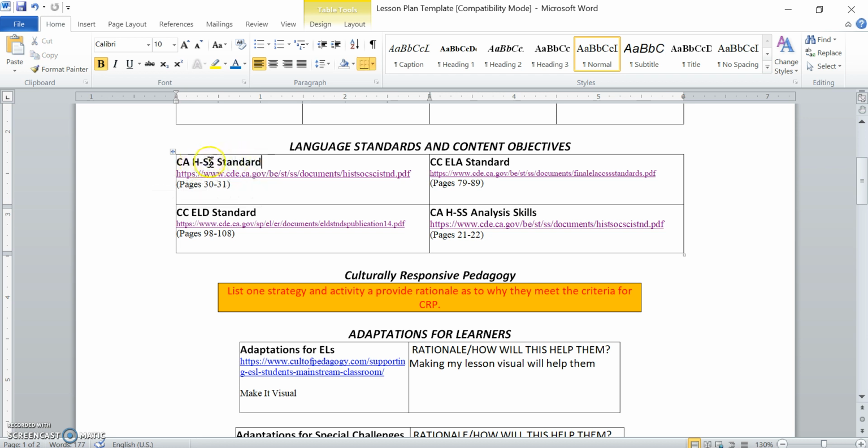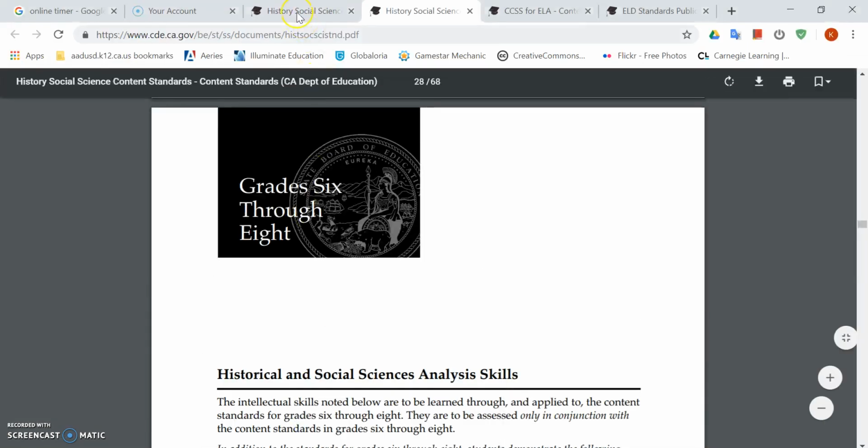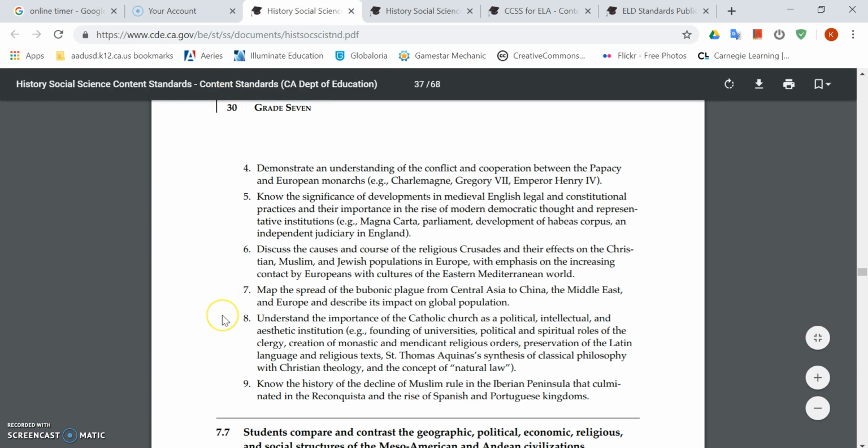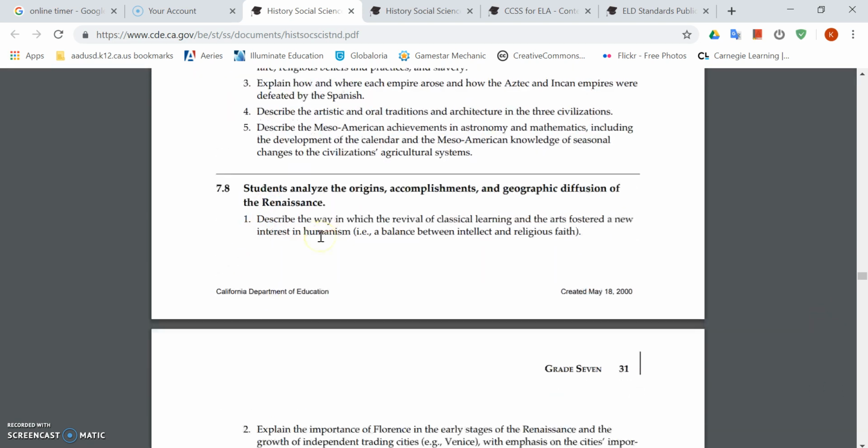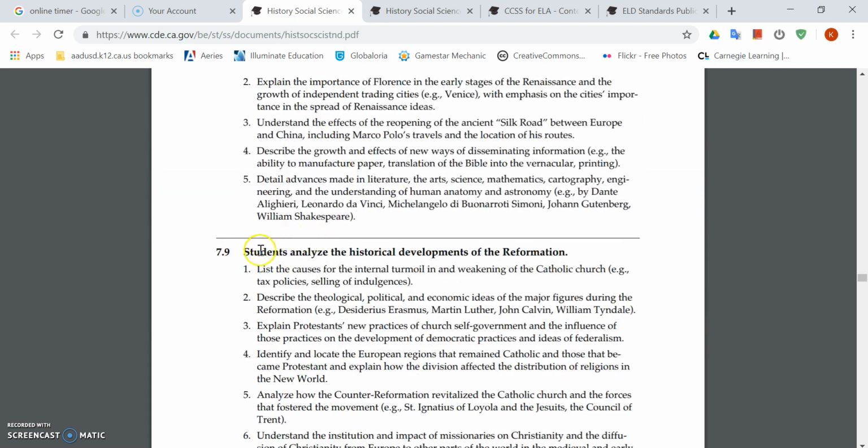This is the history social science standard. I didn't do this prior to creating the lesson plan template because this is the first project I'm doing with you guys in this style. So I have added this after the fact, but use it. Pages 30 to 31 is where you're going to find our specific standard. So if I go here, page 30, we are focusing on the Renaissance and the Reformation.